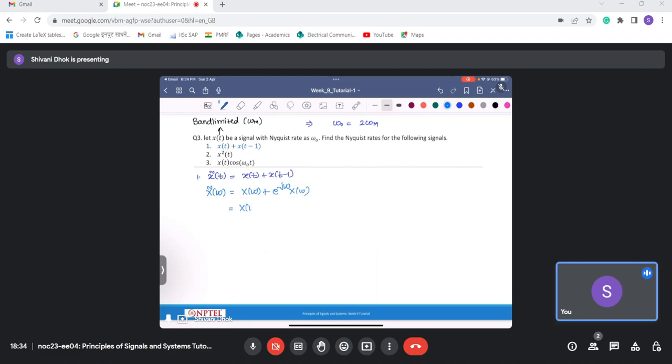So I can write this as X of omega, and also I can take out e power minus j omega by 2 outside, or let me do it step by step. So this is equal to X of omega into 1 plus e power minus j omega. To make more sense of this, I'll take out common e power minus j omega by 2. So X of omega into e power minus j omega by 2. Inside the bracket it is e power j omega by 2 plus e power minus j omega by 2. This is equal to X of omega into e power minus j omega by 2 into twice cos of omega by 2. If I multiply and divide it by 2, this factor here is basically equal to cos of omega by 2.